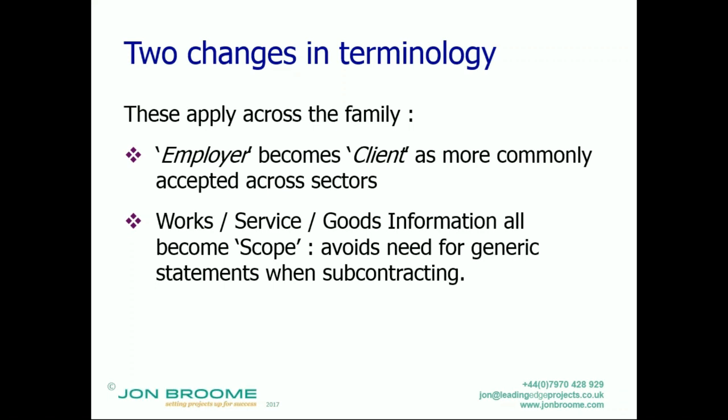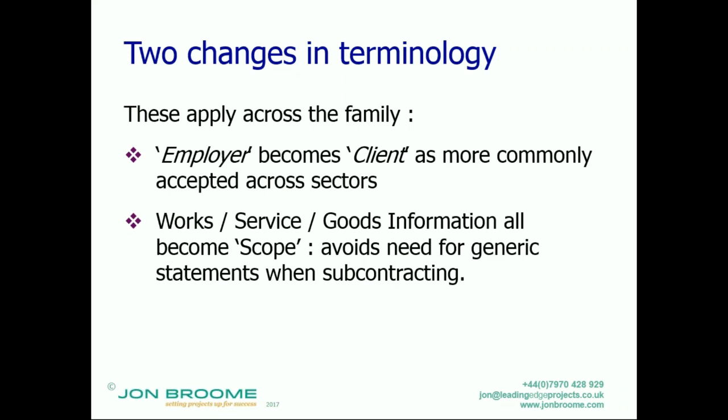The other change across the family is that you had works information in the engineering construction contracts, service information in the term service contracts, goods information in the supply contracts, and scope in the professional services contracts. And basically it all said, works information specifies and describes the works and states any constraints on how the contract is to provide it. Service information said pretty much the same thing, except you had service in there. Goods information said about the service. It's all become scope.